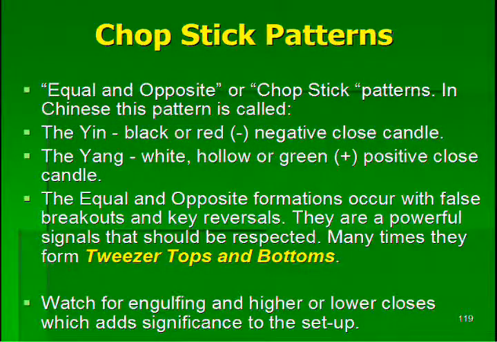Now, incidentally, I just talked about chopstick patterns, equal and opposites. They're called chopsticks as well. We also consider them, in Chinese, the yin and the yang. The yin is a black or negative close candle, and that would be what we give a negative assigned value to. Remember, if the market closes below the open, it's a negative assigned value. The black or red candle, as we would see on color charts, is considered the yin. The yang is white or positive, and we give that a positive close value as the market closes above the open.